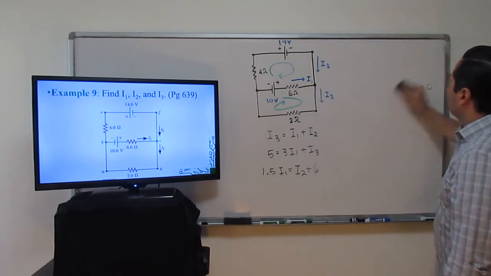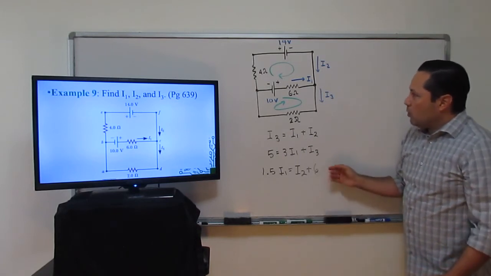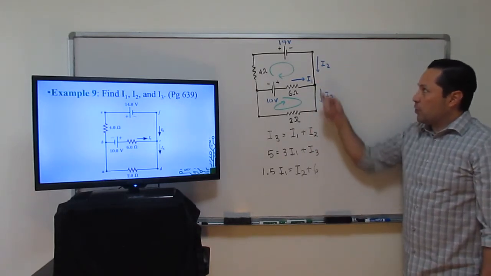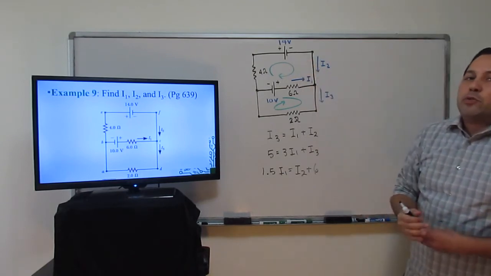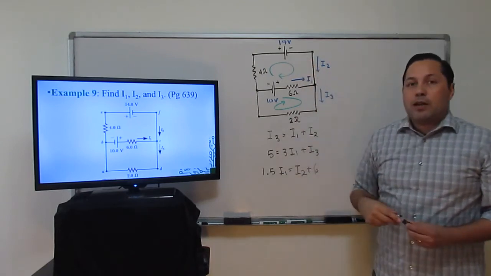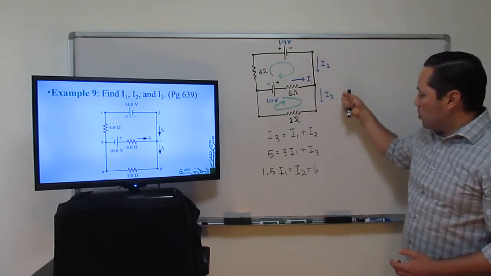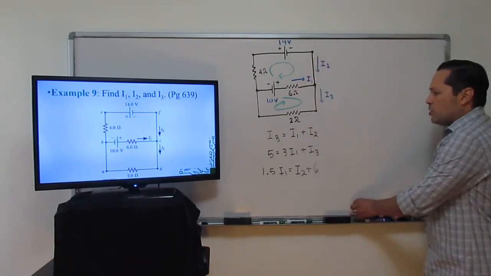All right, so we got 3 equations. This one was for the junction rule. This one was for the bottom loop. This is for the top loop. Now we can begin to substitute these formulas together so we can come up with the current for I1, I2, and I3. All right, so let's do that.